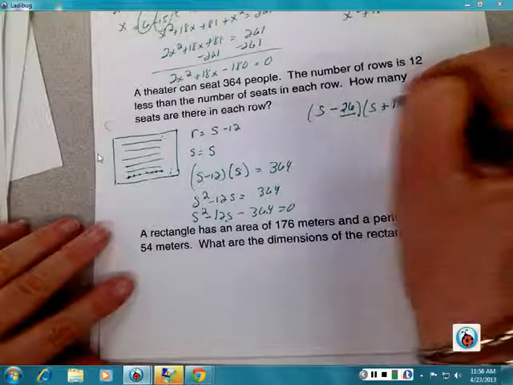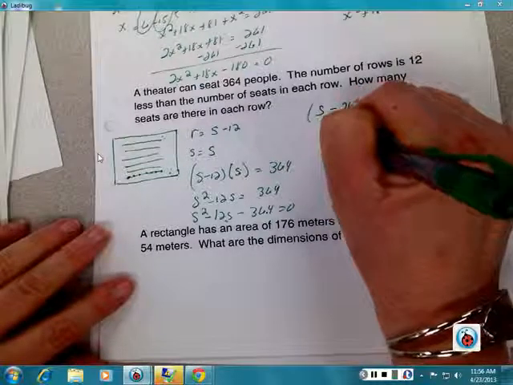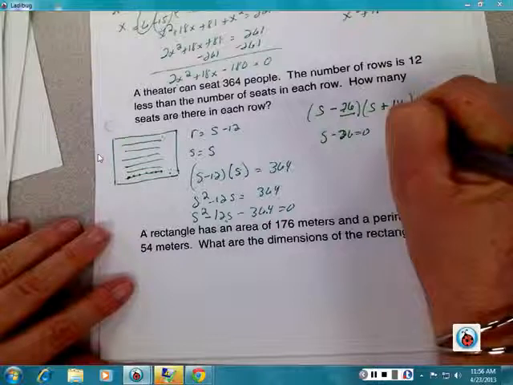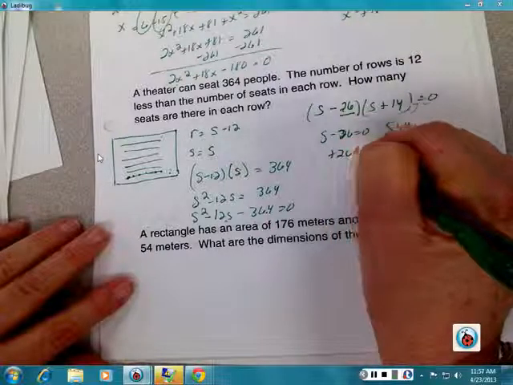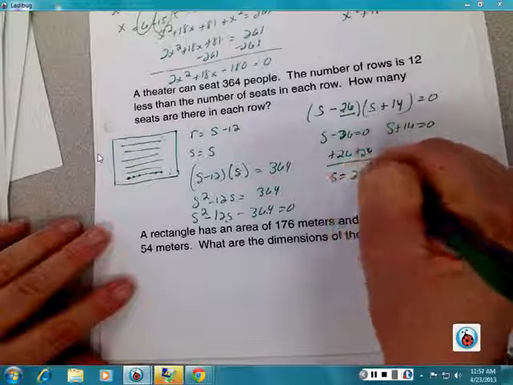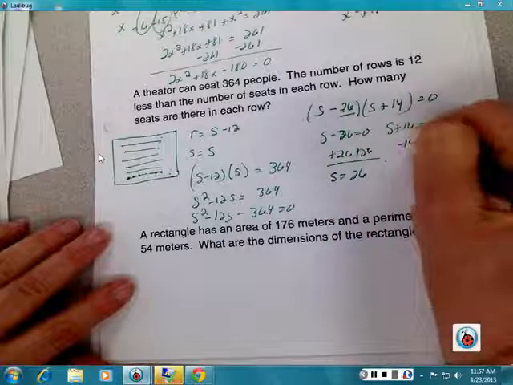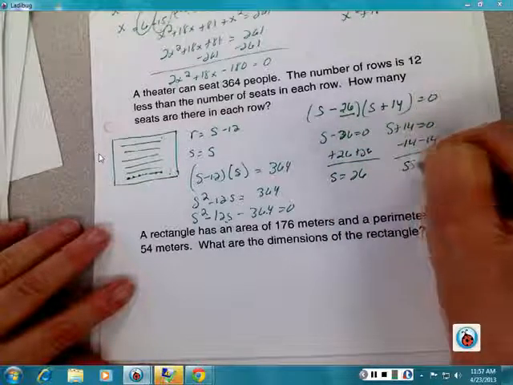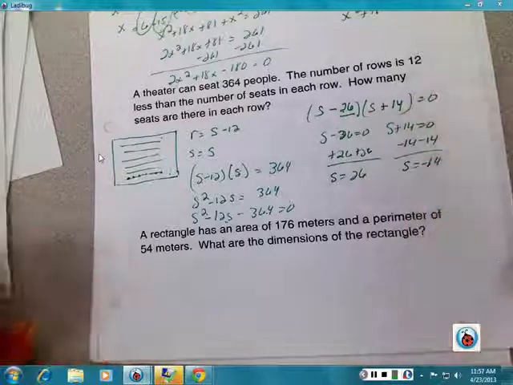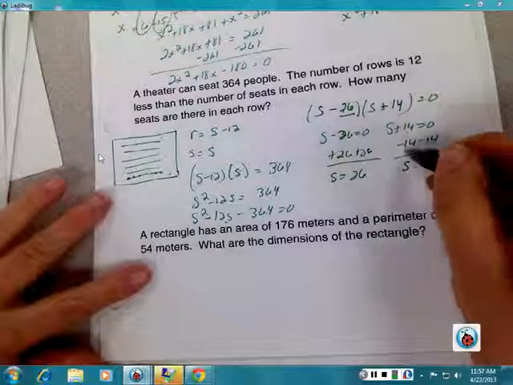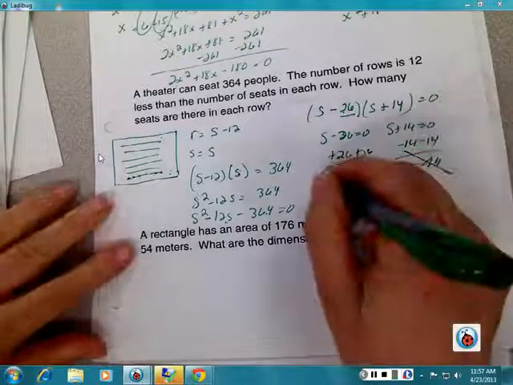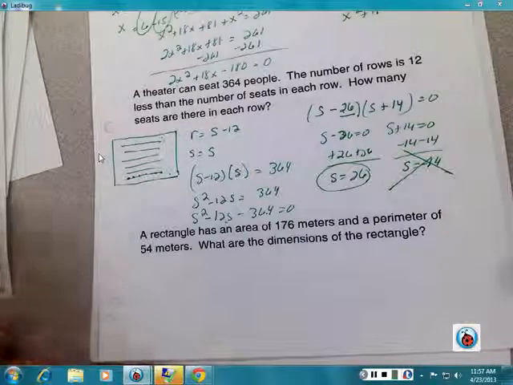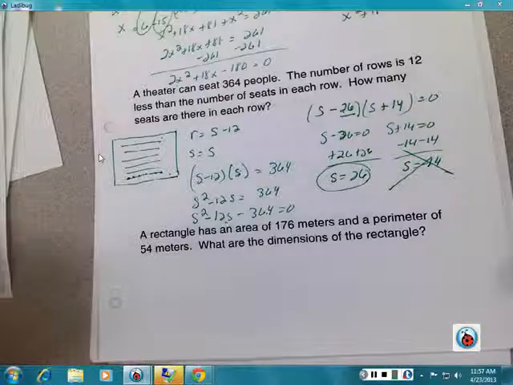So set each of these equal to 0. Add 26, I get S equals 26. Subtract 14, I have S equals a negative 14. But I can't use the negative 14 because I can't have negative seats. So I can only use S equals 26 for my final answer to that one.